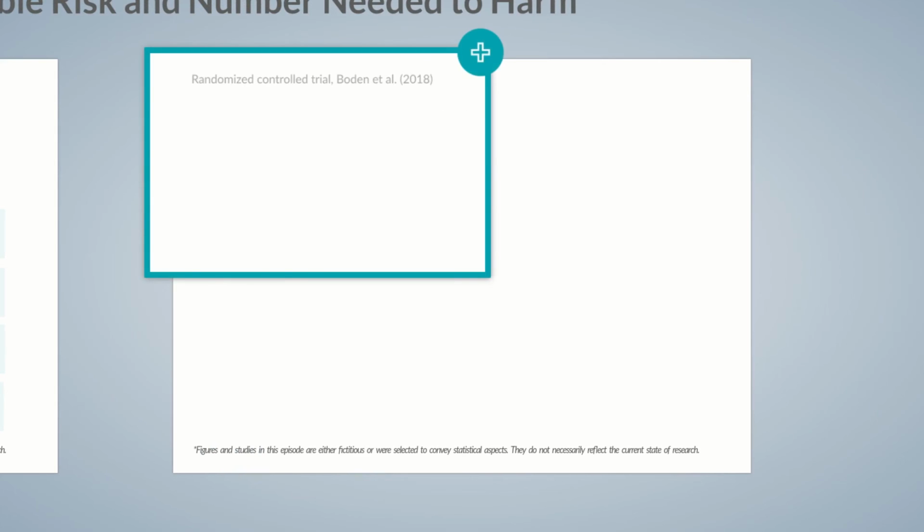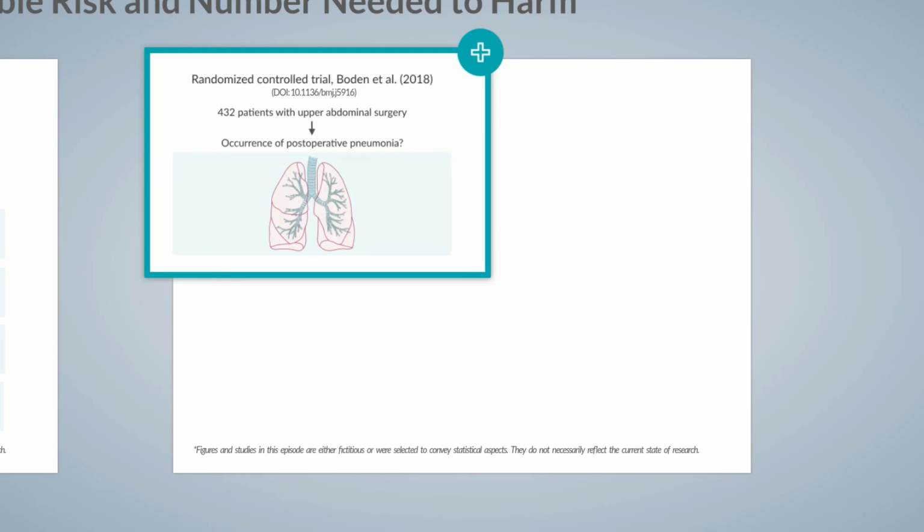Now it's time to put this knowledge into practice. Let's look at another case study. In a randomized control trial, 432 patients that had undergone upper abdominal surgery were examined. The aim of the study was to determine whether the occurrence of postoperative pneumonia can be prevented by performing physiotherapy before surgery. Of the 218 patients that underwent preoperative physiotherapy, 18 developed pneumonia, whereas of the 214 patients without preoperative physiotherapy, 42 developed pneumonia.